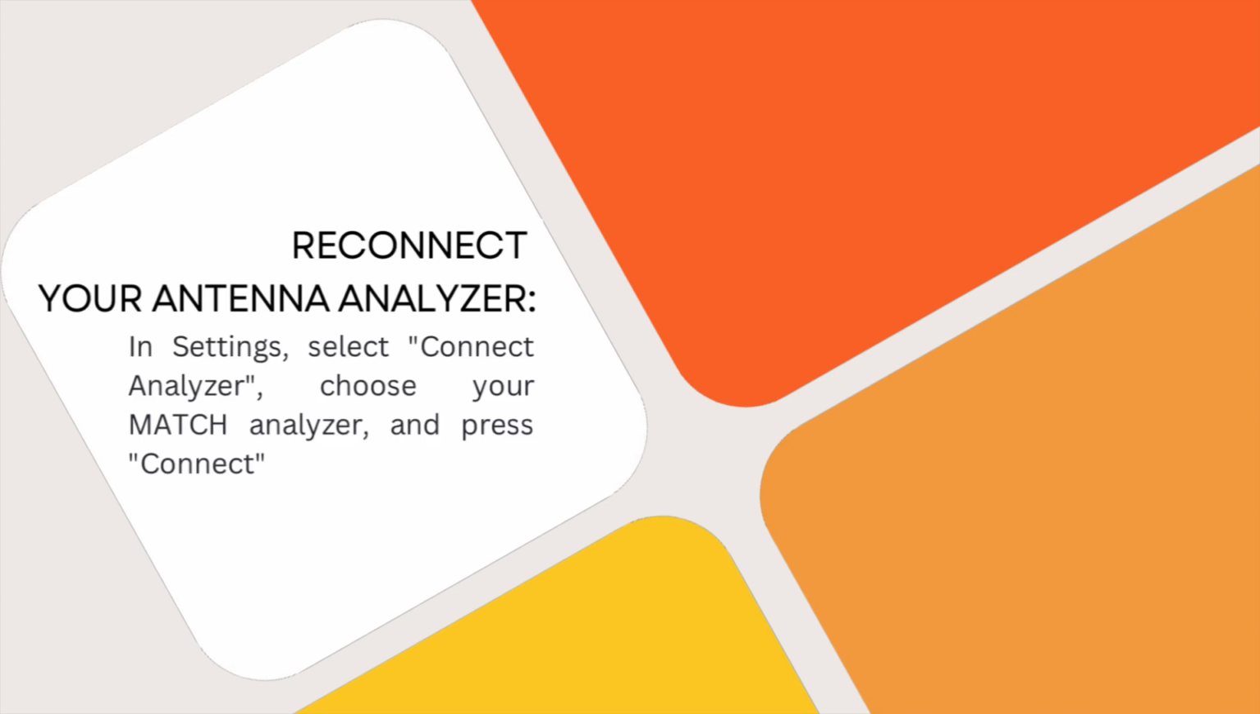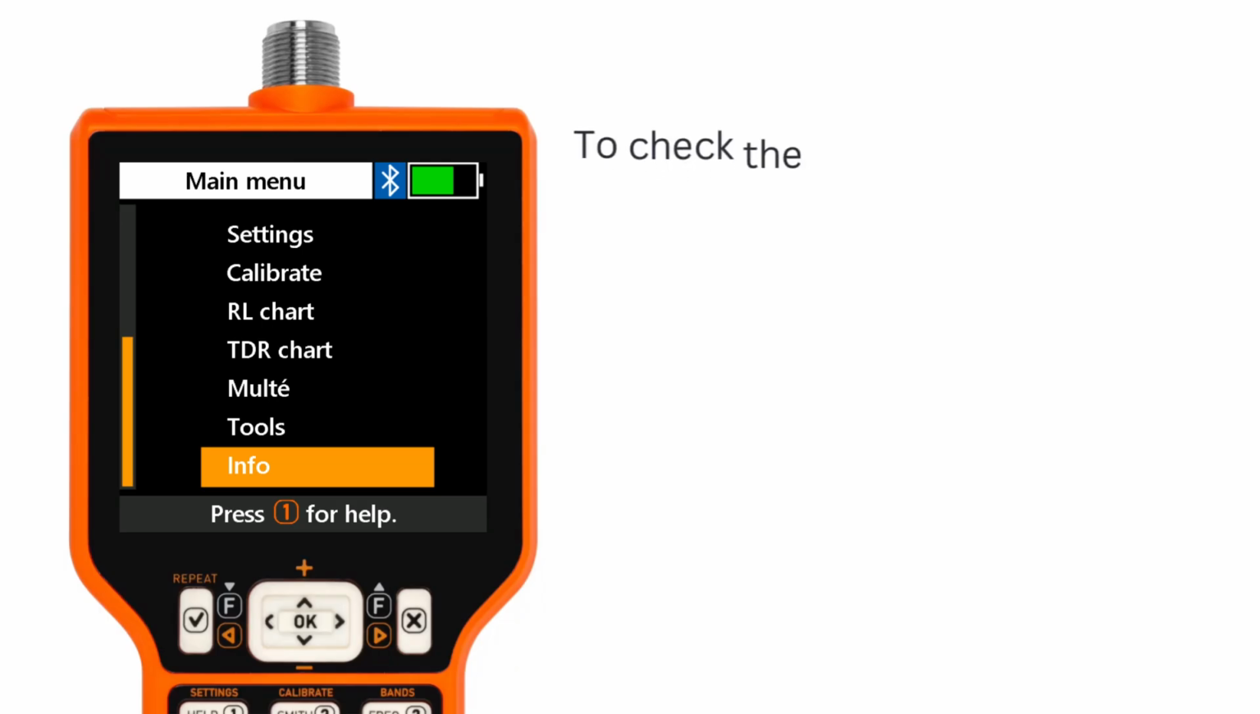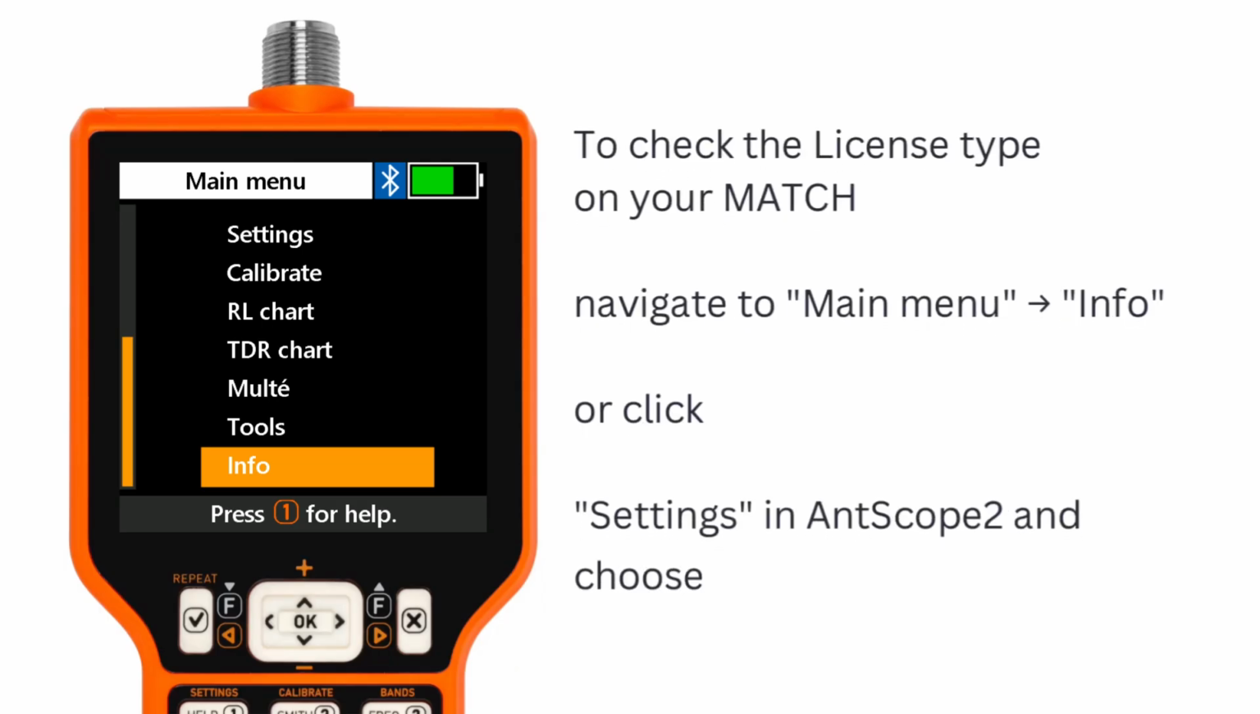Reconnect your Match Analyzer to check your new license details. In Antscope 2, go to Settings and select Device Info.